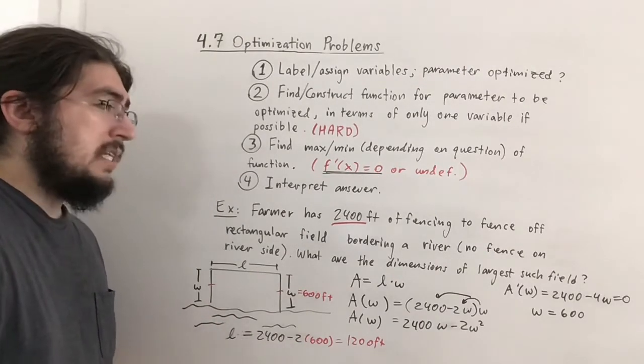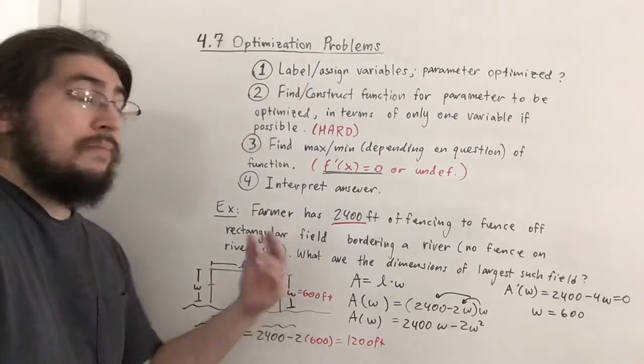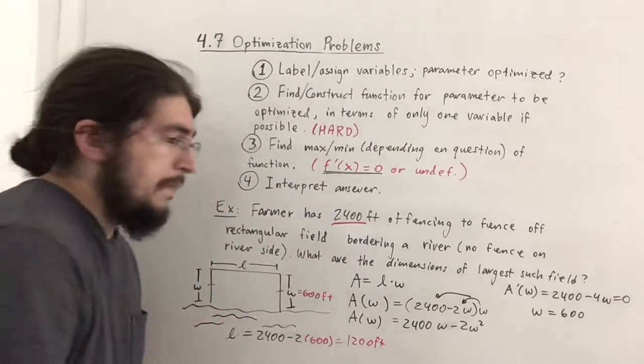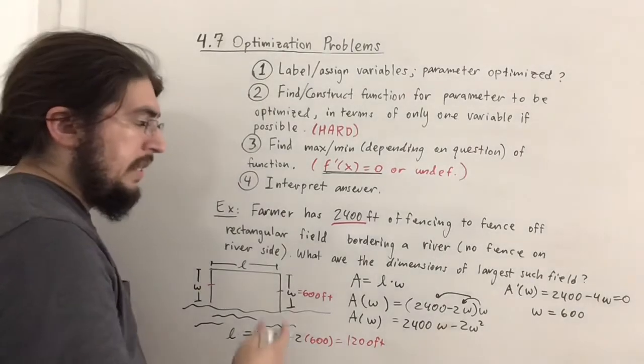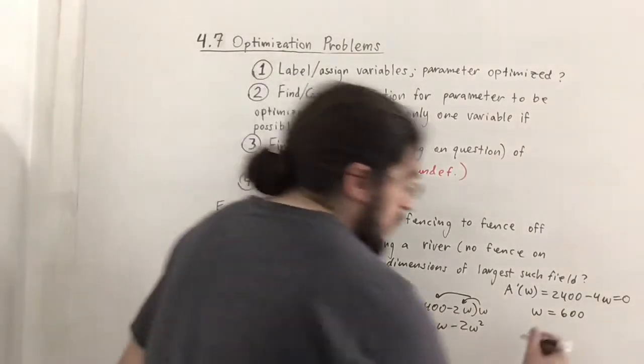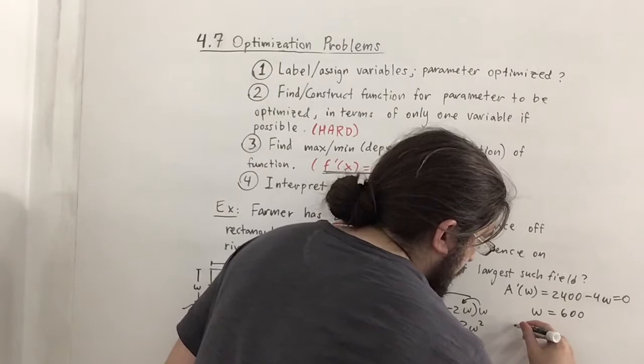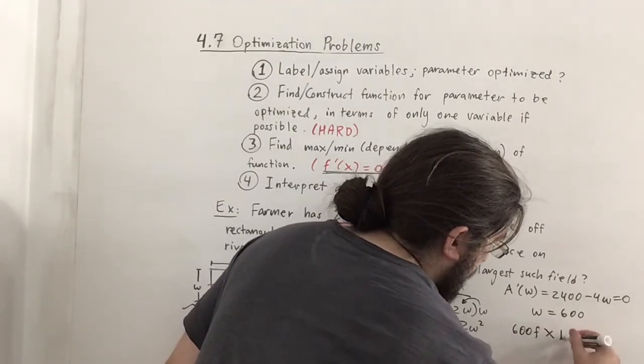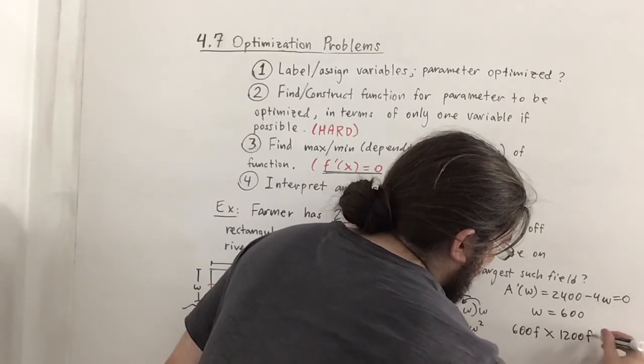But here they're not asking us for the largest such area, they're asking us for the dimensions of the largest such area. So this is where the interpretation comes into play. So our actual answer here is that it's a 600 by 1200 rectangle. 600 feet by 1200 feet rectangle. And that's the answer for this problem.